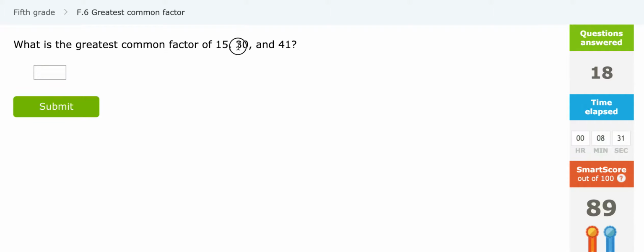3 times 5, this is 2 times 3 times 5, so far they're sharing the 15. And 41 we have to check, so it's not divisible by 2, because it's not even. It's not divisible by 3, 4 plus 1 is 5, not a multiple of 3. It's not divisible by 5 because it doesn't end in 0 or 5. And then we can try 7, but that's not divisible either. So really 41 is prime. A prime number will only have 1 and 41, in this case, as its factors. And so our greatest common factor will just be 1.